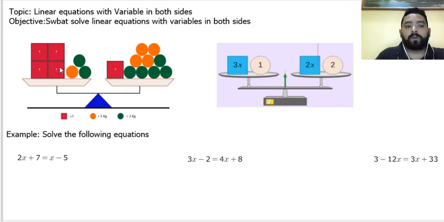So that means that we're going to have 4x plus 4. Why 4? Because each green one is 2, so 2 and 2 is 4, plus 5. Or it's 4x plus 9.